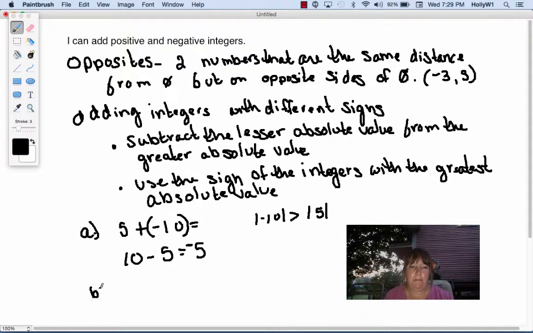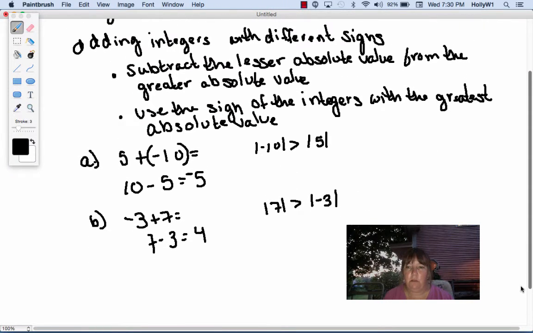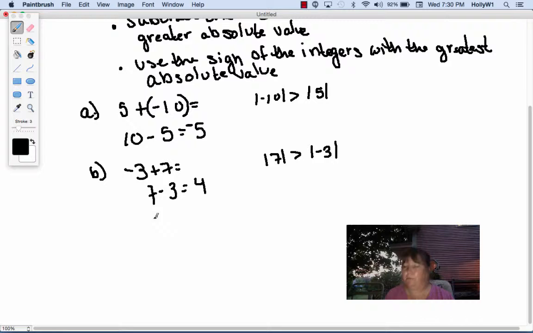All right, let's try another one. Example B is -3 plus 7. The absolute value of 7 is greater than the absolute value of -3, so I subtract 3 from 7, and I end up with 4. And we know that the sign is positive because the absolute value of 7 is greater than that of negative 3, and 7 is positive.